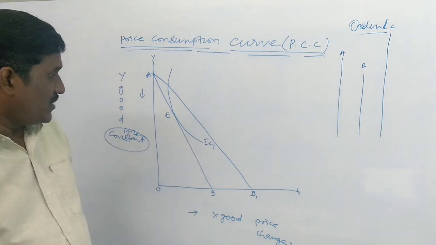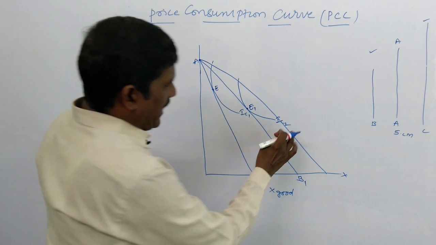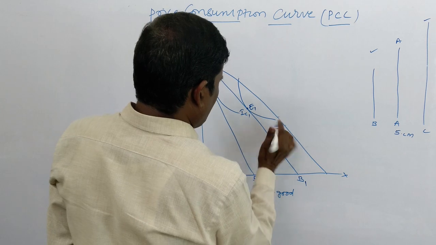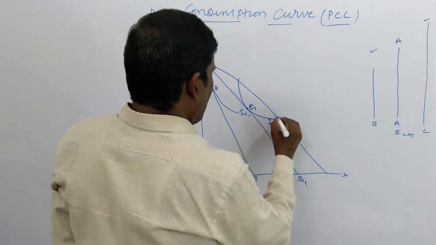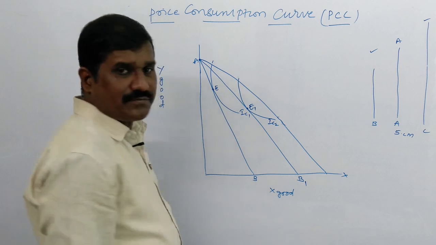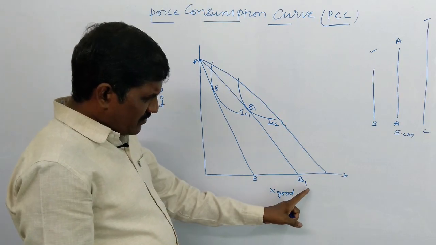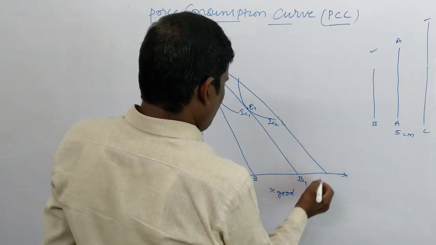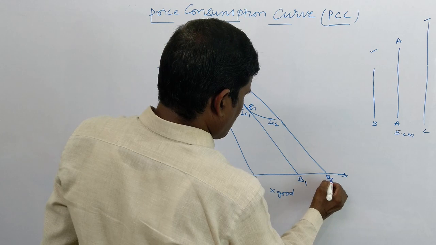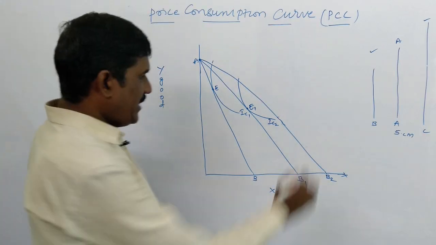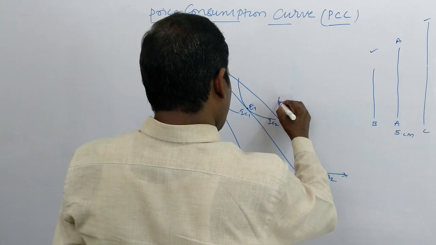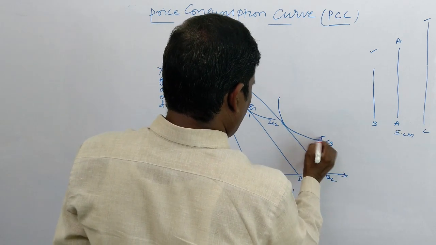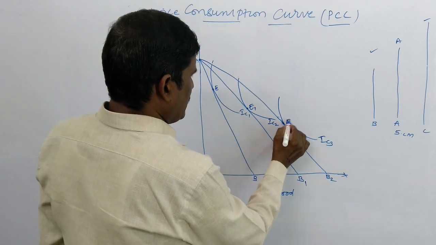Then in another budget line here, this is IC2, we form another budget line. Why? Because the price of X good decreases. Then he wants more commodities of X. Then B2. Then he wants to reach equilibrium. This is IC3. E2.